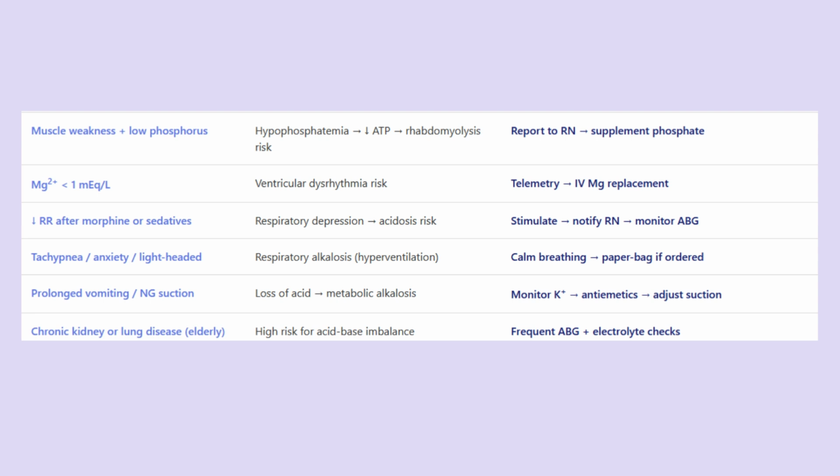Next, prolonged vomiting or nasogastric suction causes a loss of stomach acid, leading to metabolic alkalosis. You'll want to monitor potassium levels, administer antiemetics as prescribed, and adjust suction settings to prevent further acid loss. Finally, clients with chronic kidney or lung disease, especially older adults, are at high risk for acid-base imbalance. These clients need frequent ABG and electrolyte monitoring to catch problems early and keep their levels stable.